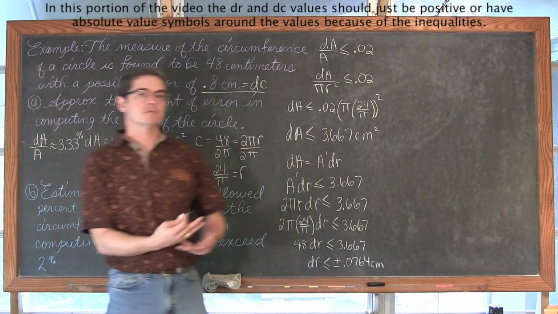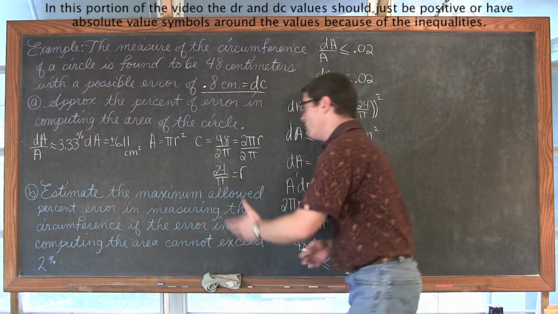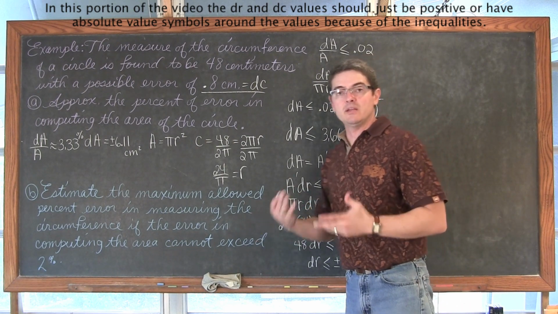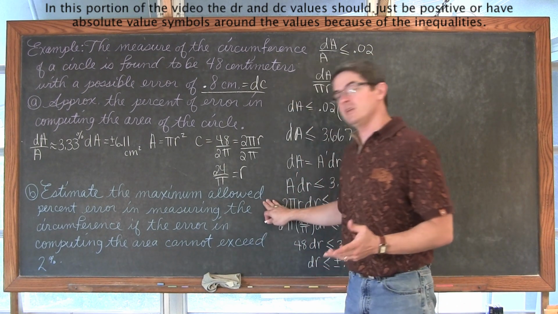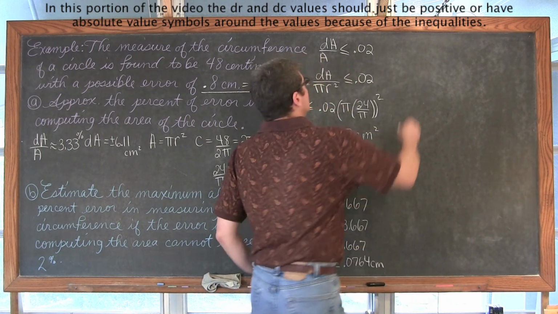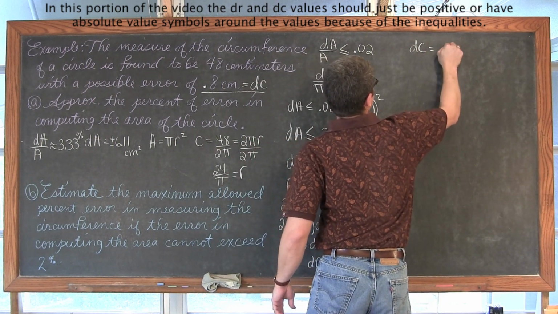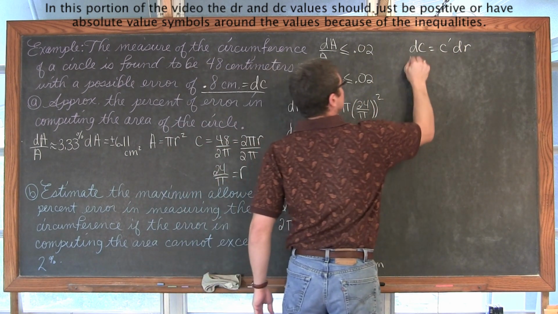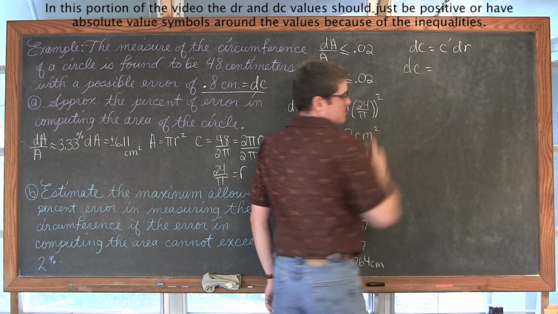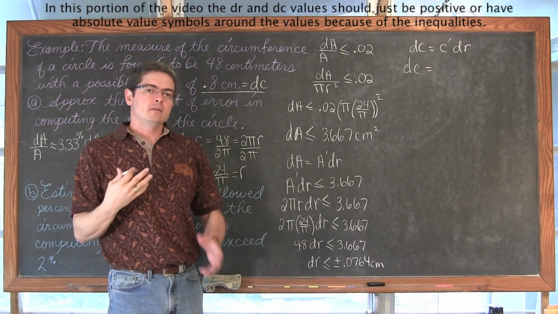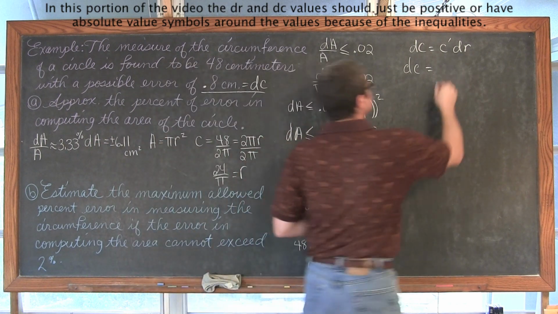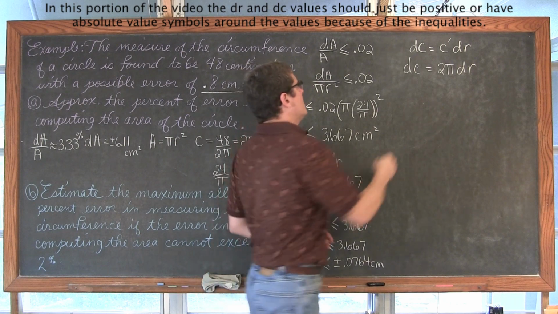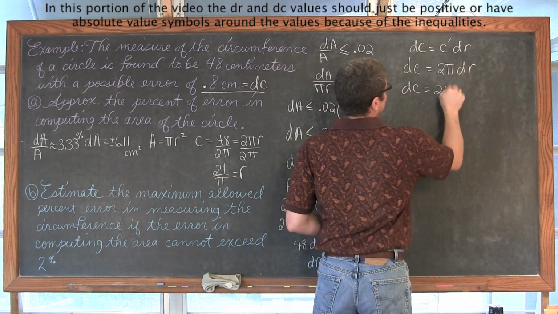Okay, now getting back to the question of estimating the maximum allowed percent of error in measuring the circumference, we need to find dc over c. So dc is going to be equal to c prime dr. Circumference again is 2 pi r. The derivative of 2 pi r is 2 pi, and then dr.